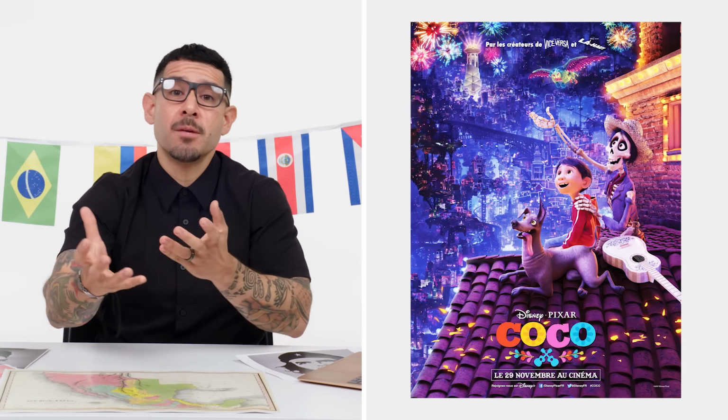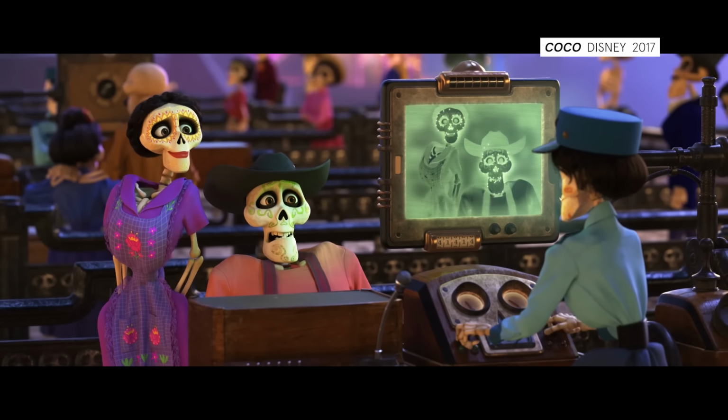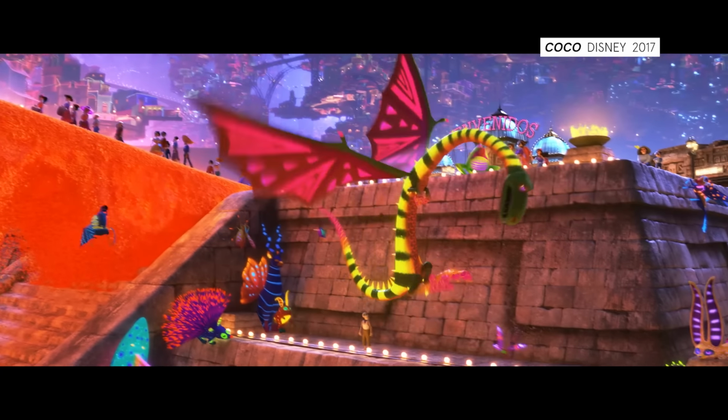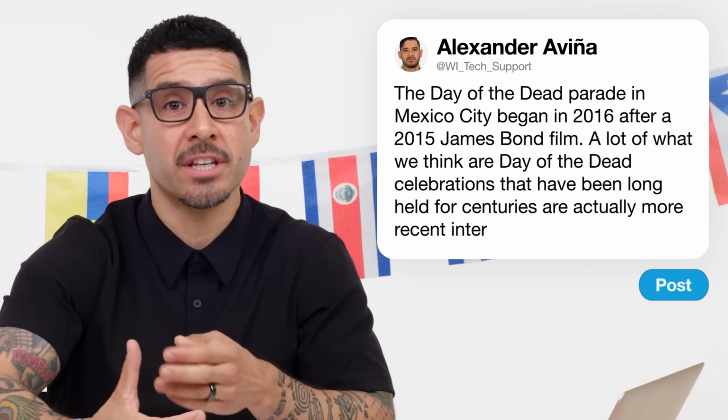I'm sure we've all seen the movie Coco, the symbol of the skeleton, the symbol of the alebrijes, the spirit animals that are supposed to guide the dead into the realm of the dead. Again, all these things are facets and symbols that have been incorporated into the idea of Day of the Dead that may have not existed for centuries, but have actually been in existence only for decades.